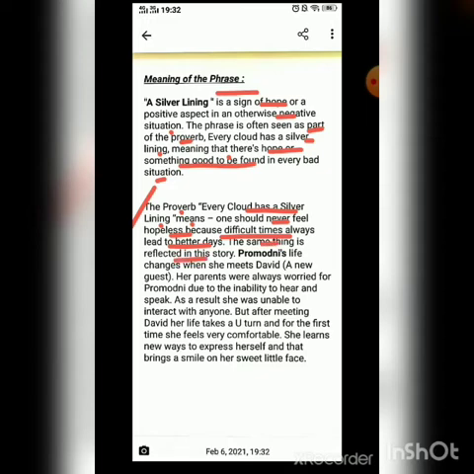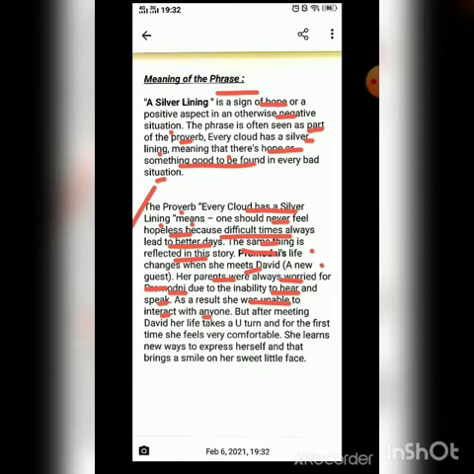The same theme has been reflected in the story, in Maheen's life. Maheen's life changes when she meets David. And who is David? David is a new guest. Her parents were always worried for Maheen due to her inability to hear and speak. As a result, she was unable to interact with anyone. So Maheen was a girl who had a physical disability.